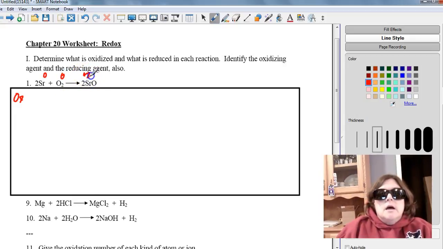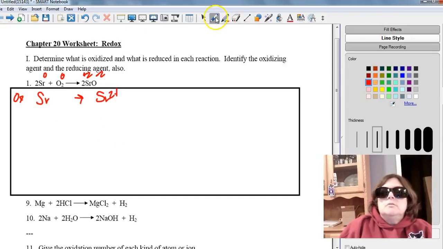Strontium is an alkaline earth metal, so he's always got a +2 charge. Oxygen's a -2. So who is being oxidized? The one the charge is going up. Strontium is becoming strontium with a 2+ charge.